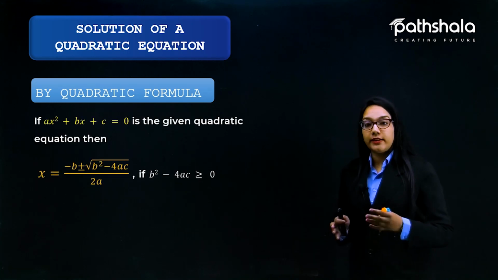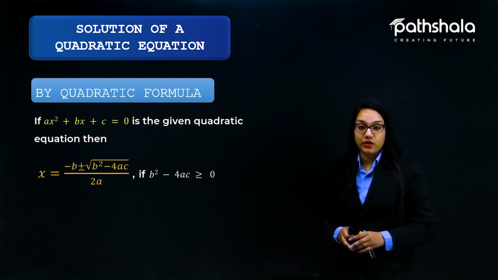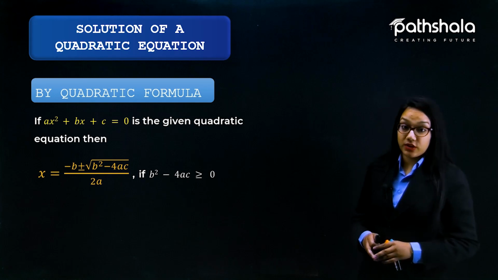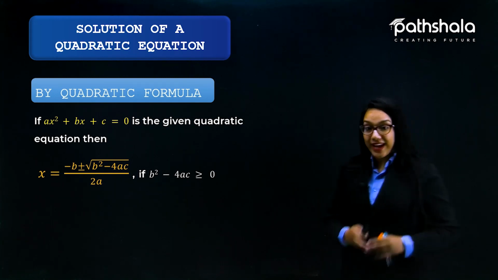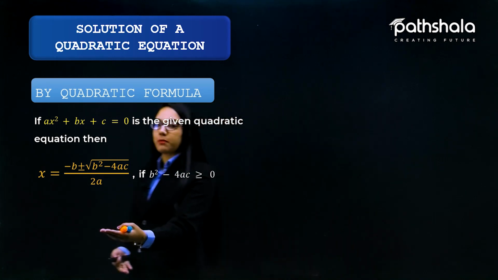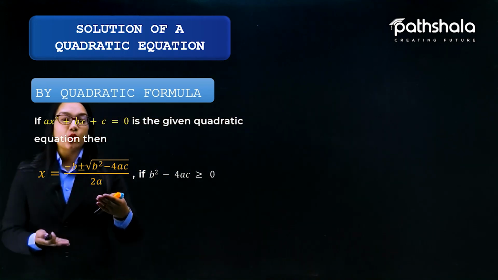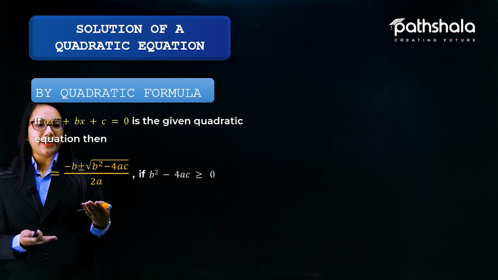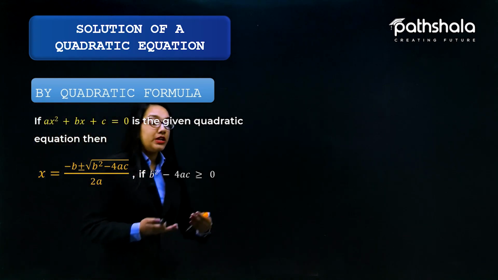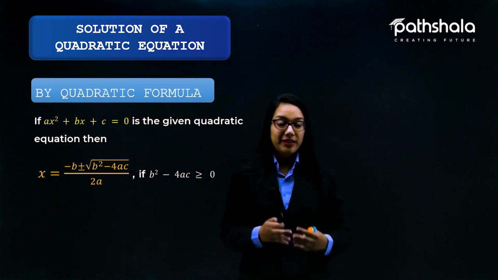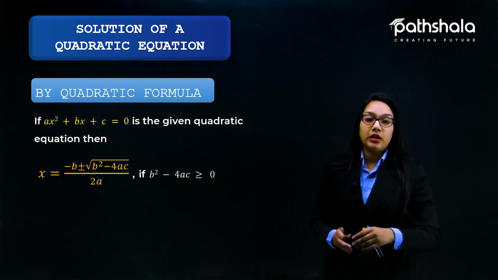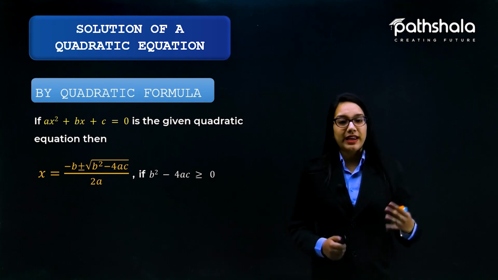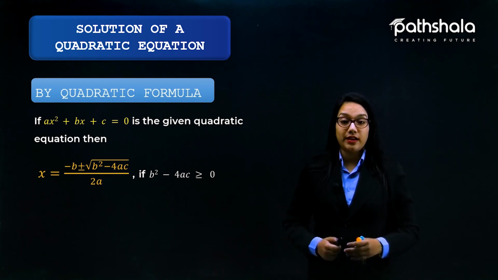So let us suppose we are talking about the quadratic equation ax square plus bx plus c is equal to 0. Then in order to find the solution, that is the value of x, we can use this formula, which is x equals minus b plus minus square root of b square minus 4ac, divided by 2a. So this is nothing but the value of the variable x or y, whichever is present in the quadratic equation.